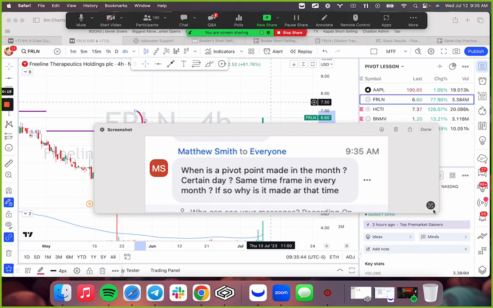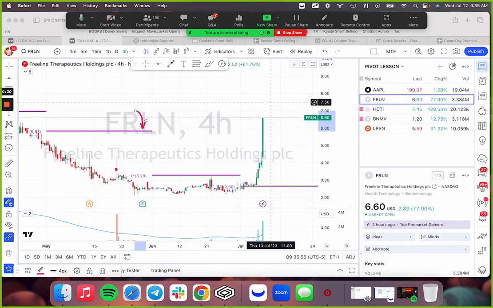Why? Because it uses last month's price, and also just because it's a monthly pivot point. So it can only last until the last day of last month, and it has to start on the first day of the next month. Okie doke.